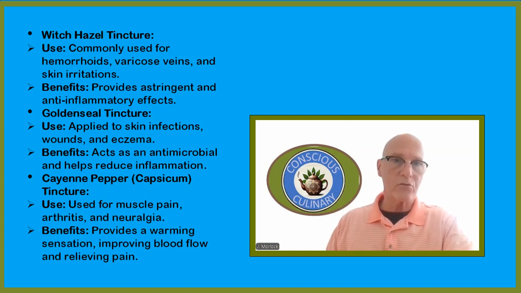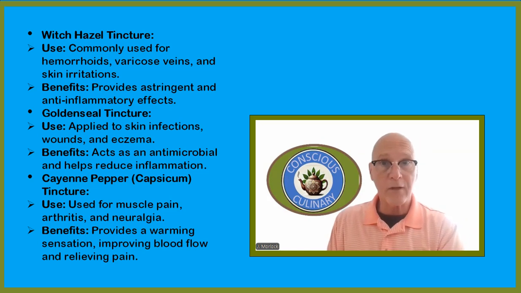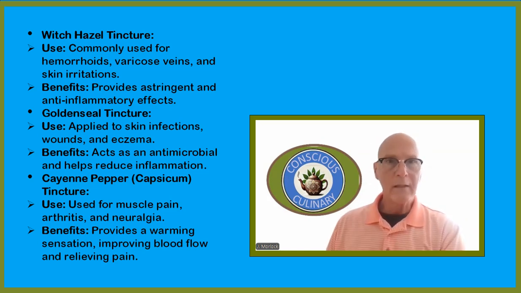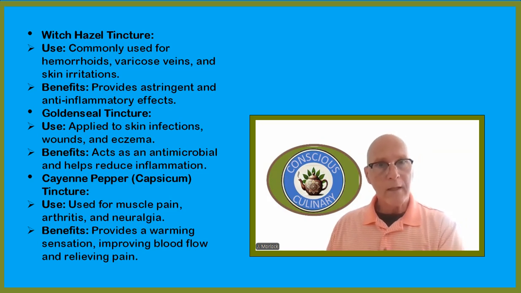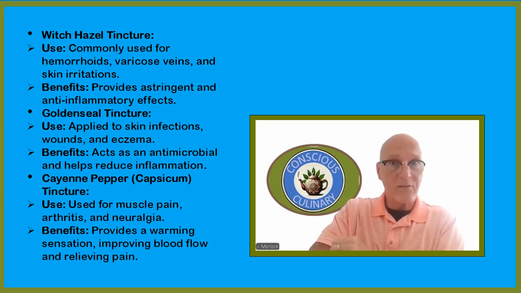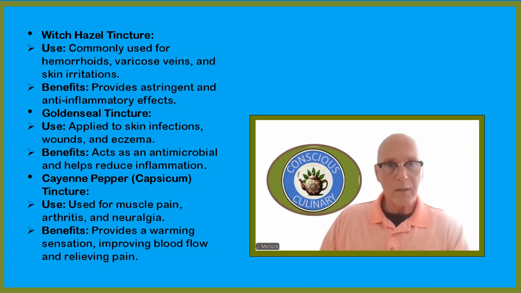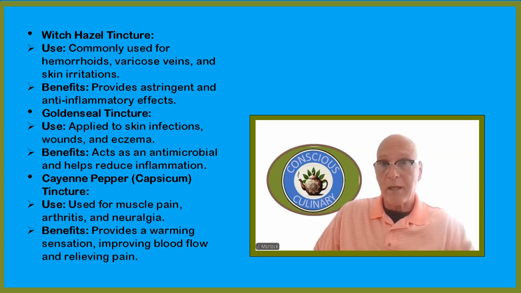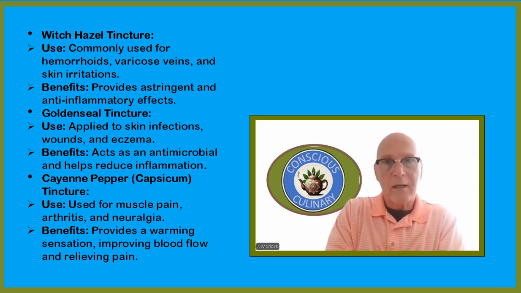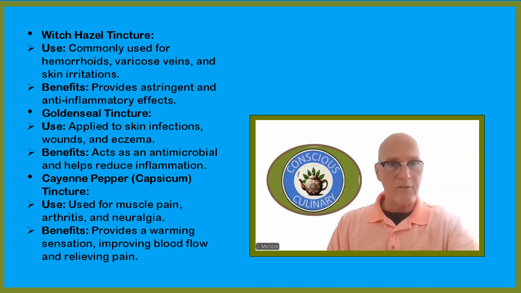There's a witch hazel tincture. It's commonly used for hemorrhoids, varicose veins, skin irritations. There's a goldenseal tincture that's applied to skin infections, wounds, eczema, seborrhea, skin ailments. That one is an antimicrobial as well and reduces inflammation too. A lot of these do. Cayenne pepper. You may be very familiar with cayenne. There's a tincture, and that's used, believe it or not, on your skin for muscle pain, arthritis, neuralgia even. It'll give you a warming sensation and improve blood flow, and it'll relieve pain for you.